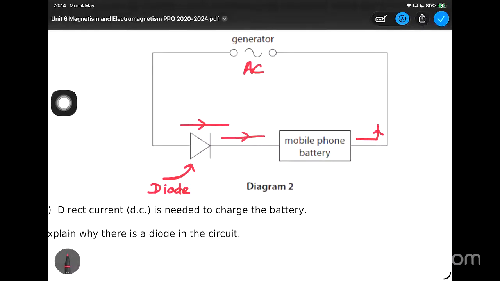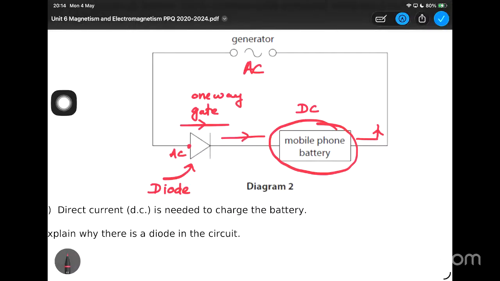In the other way, there won't be any current, right? Which means this mobile phone battery will be receiving a direct current. The mobile phone battery will be receiving a direct current. Up to this place, you will be receiving AC, which means the current will be moving in both directions. But from here onwards, this is going to be acting as a one-way gate, right?